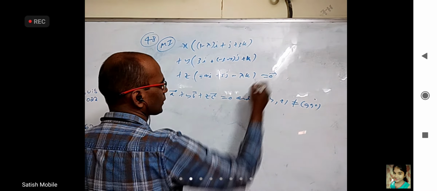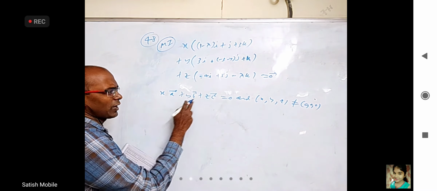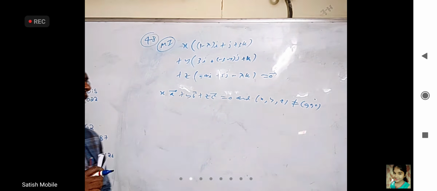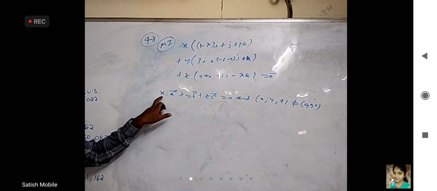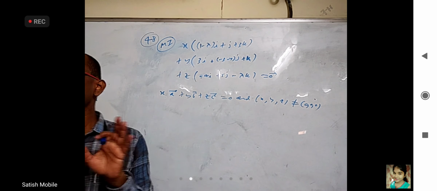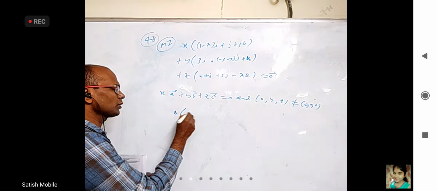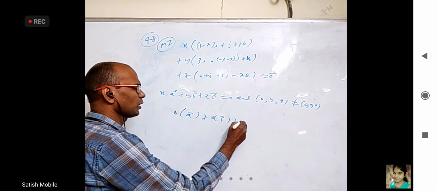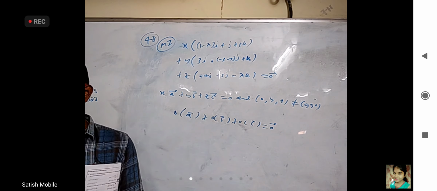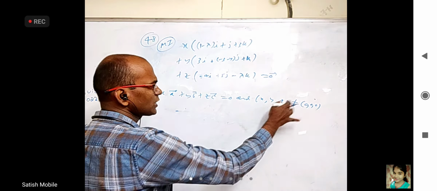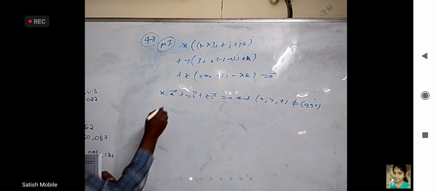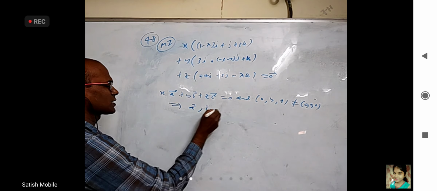bar. Okay. xa bar plus yb bar plus zc bar equal to 0, but x, y, z are not all three simultaneously 0. Because when all three are 0, we cannot conclude about A, B, C whether they are coplanar or not, because 0 into A bar plus 0 into B bar plus 0 into C bar is 0 bar irrespective of ABC. We don't have to know anything about ABC. But x, y, z are not 0, 0, 0, and we are able to find a linear relation between ABC, which means we can conclude that A, B, C are coplanar.